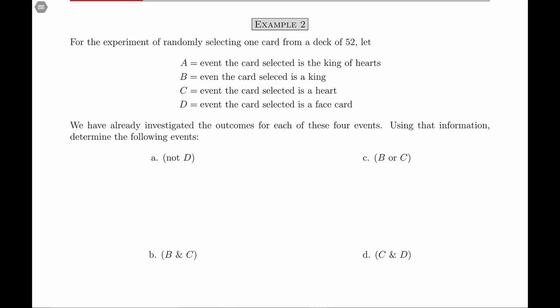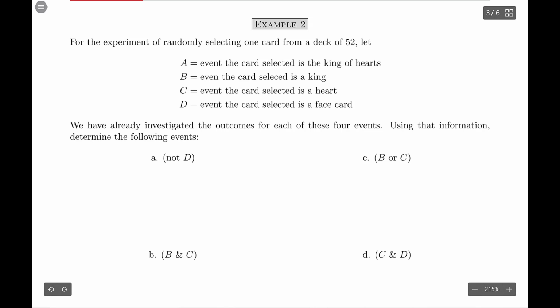So for part A, it's not D. Event D is when the card is a face card. So now we're talking about when or if the selected card is not a face card. So what that would give us, we know there are 12 face cards.